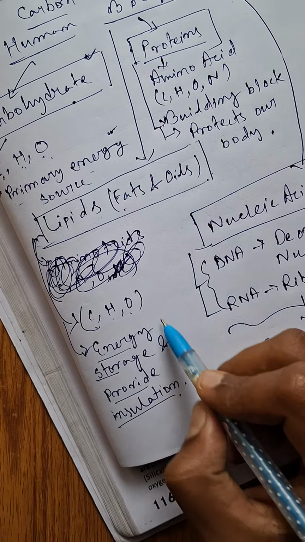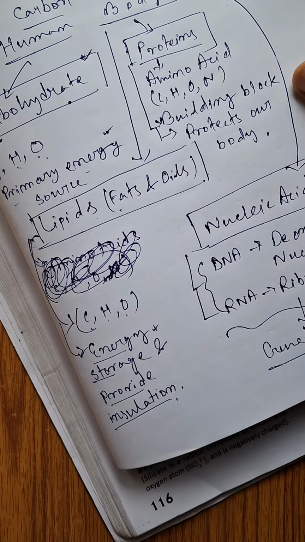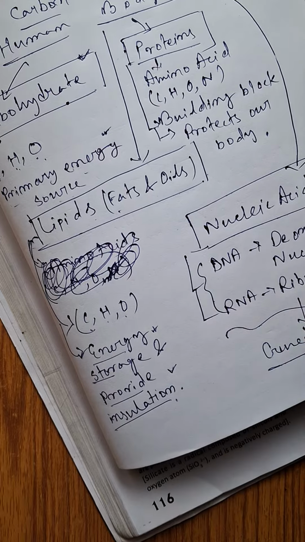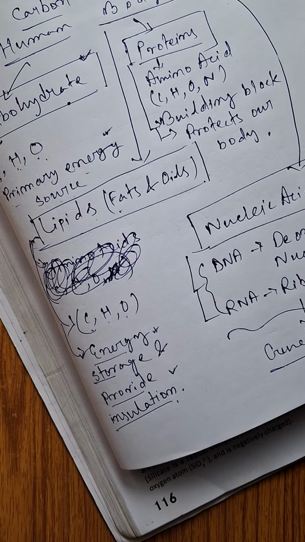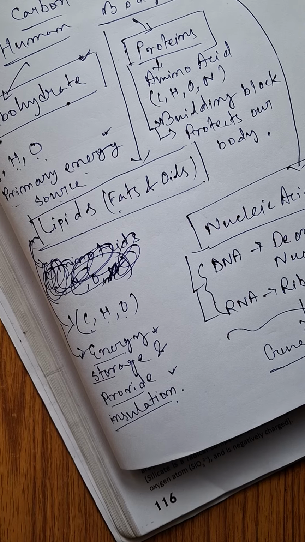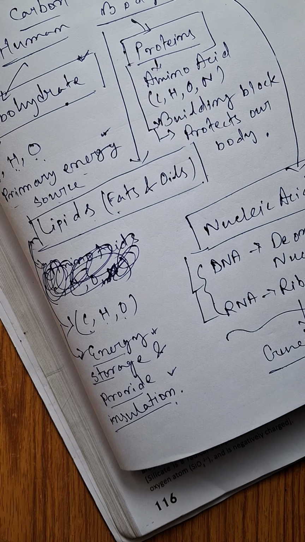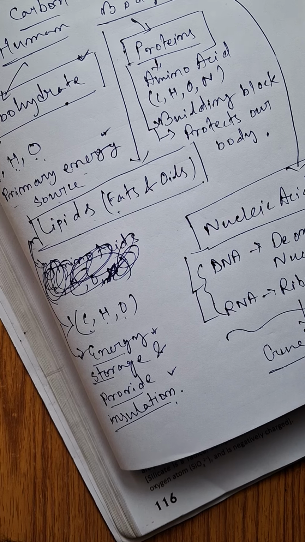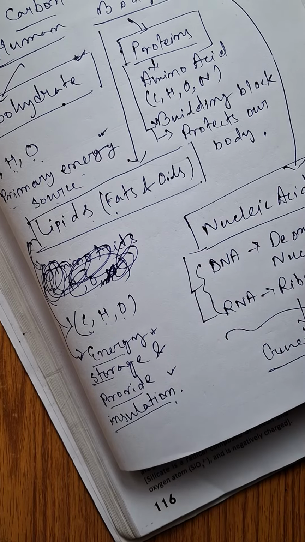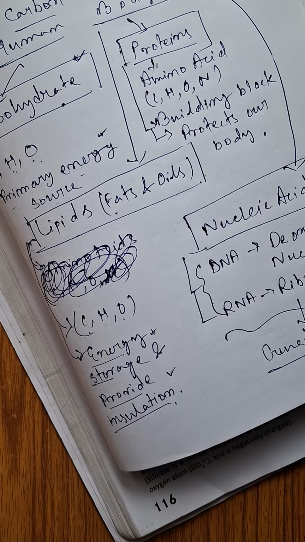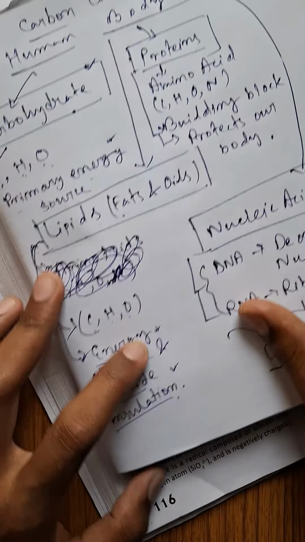Because it stores the energy, it also helps to provide insulation in our body. More lipid keeps the temperature in our body; it is a kind of insulation. So lipid is the energy storage and provides insulation, but extra lipid, extra fat, is also harmful for our body. So this is the function of lipids.